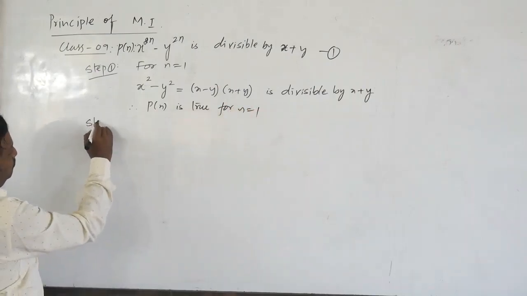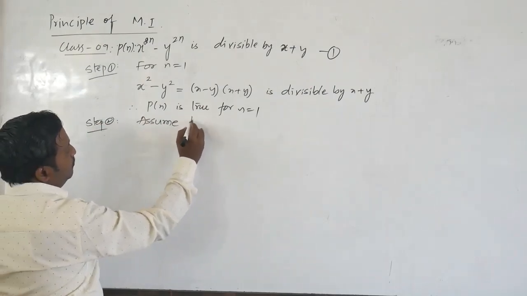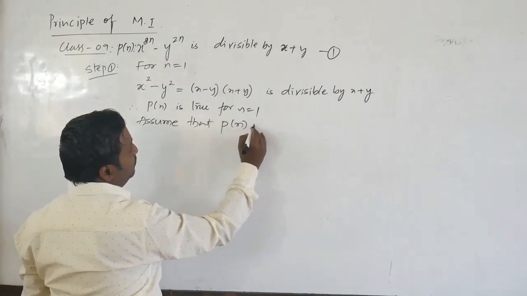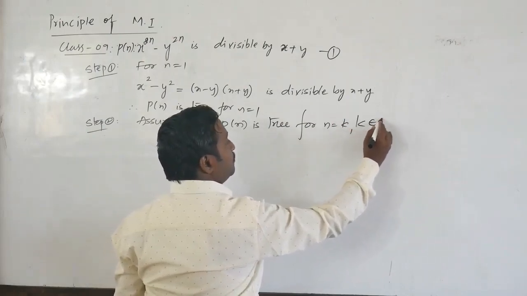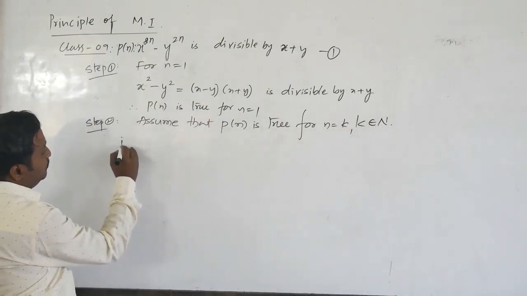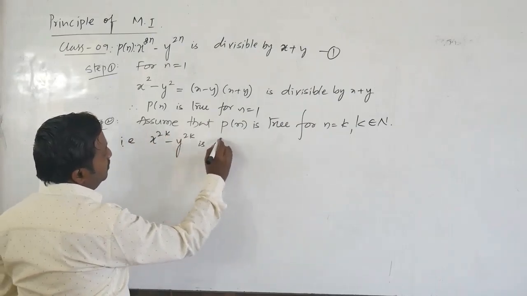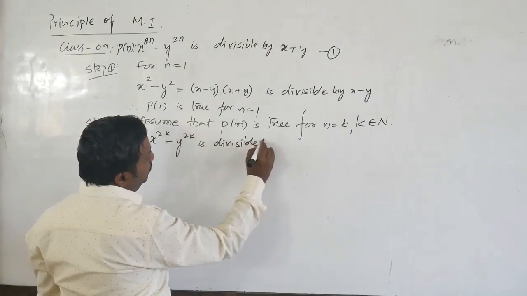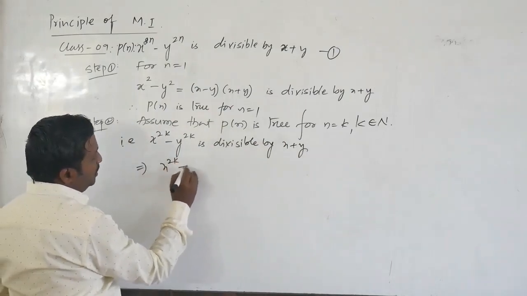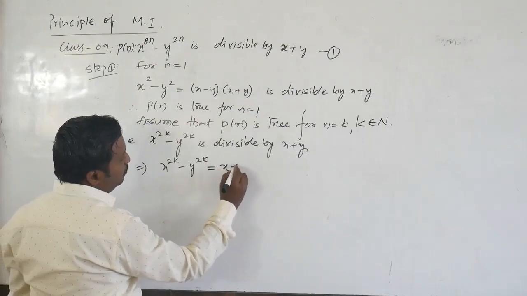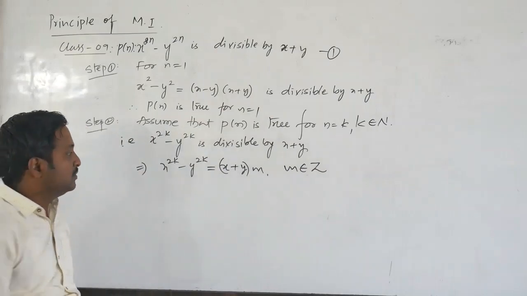Step 2. Assume that P of n is true for n equal to k. That is, x raised to 2k minus y raised to 2k is divisible by x plus y. This implies x raised to 2k minus y raised to 2k is equal to x plus y into m, where m is an integer.